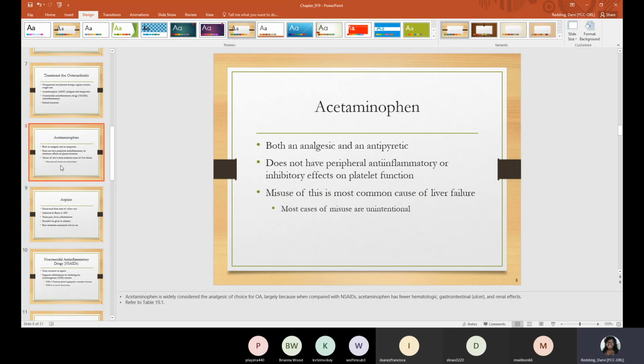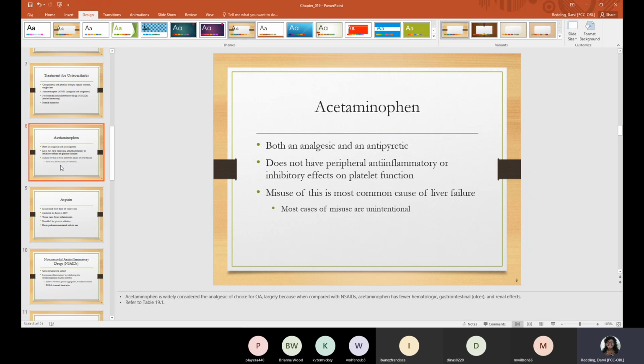With acetaminophen, it does not have peripheral anti-inflammatory or inhibitor effects on the platelet function. What does that mean? When a patient takes an NSAID, more than likely they have to take it with food so that it does not mess up the inner lining of the stomach. With acetaminophen, the patient doesn't have to worry about that. However, if the patient takes too much acetaminophen, there could be a cause of liver failure. So misuse of acetaminophen is the most common cause of liver failure.